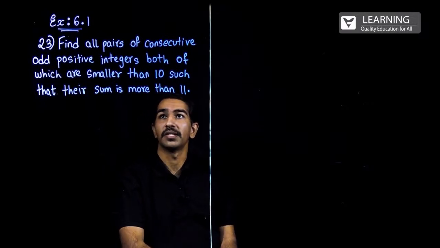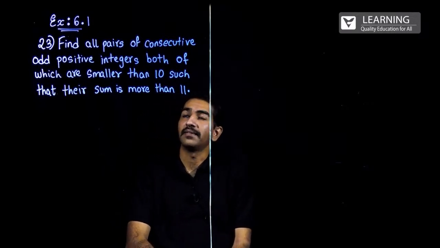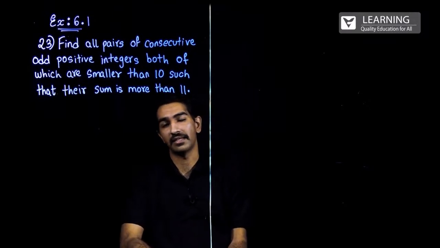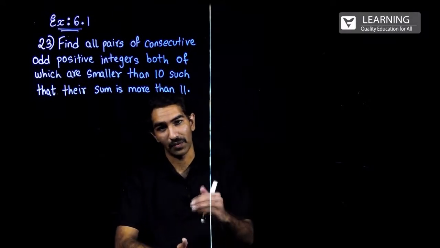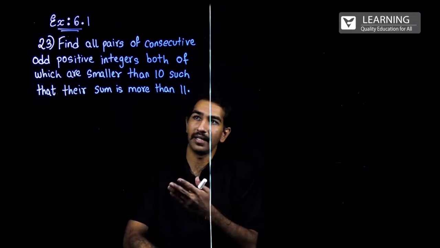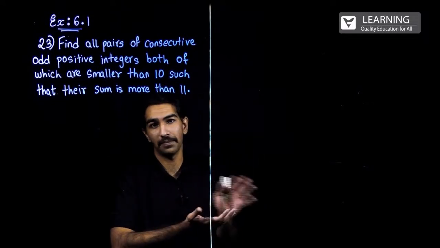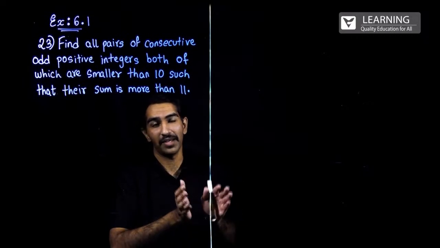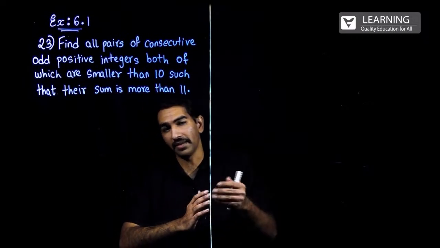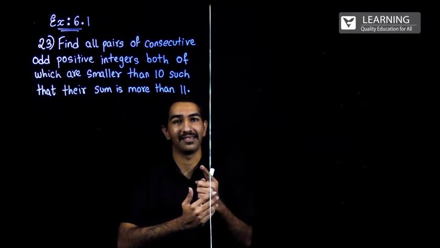So coming to the very last question of exercise 6.1, that is question number 23. Read the question here, students. Find all pairs of consecutive odd positive integers. Now, what is the meaning of consecutive? Consecutive means one after the other. They are telling odd positive integers, so we'll only take the positive numbers. The very first odd positive number is 1.